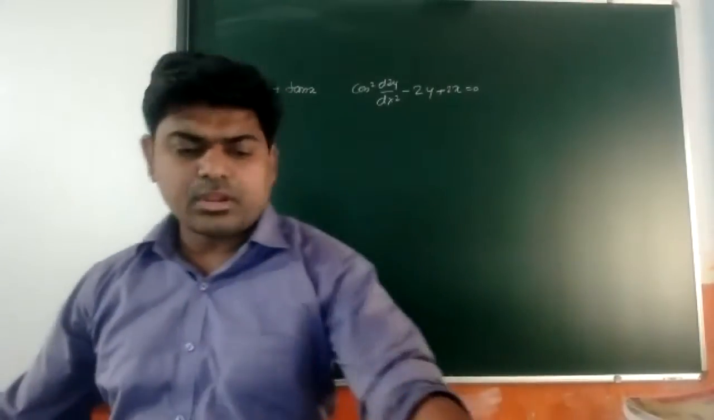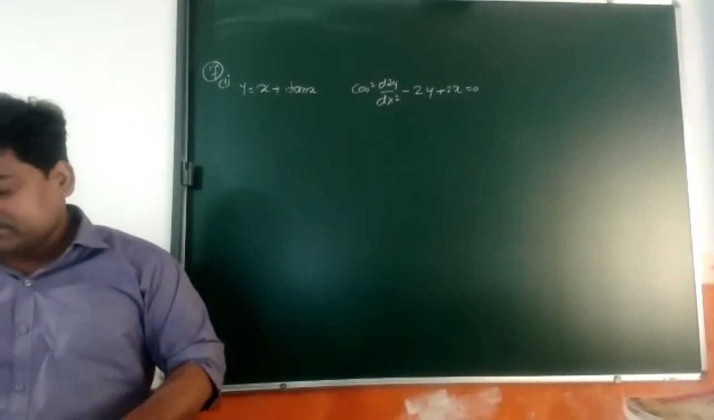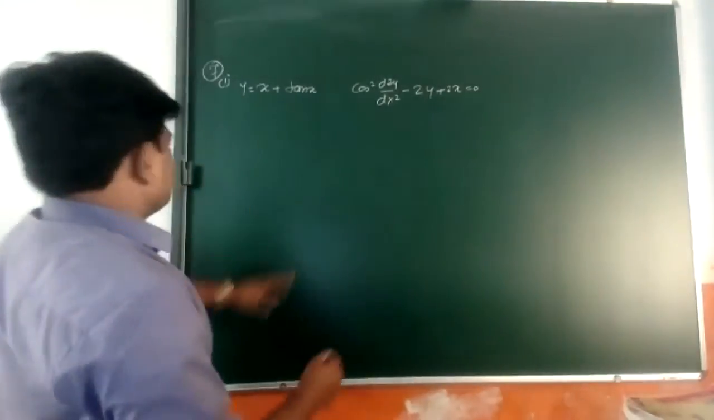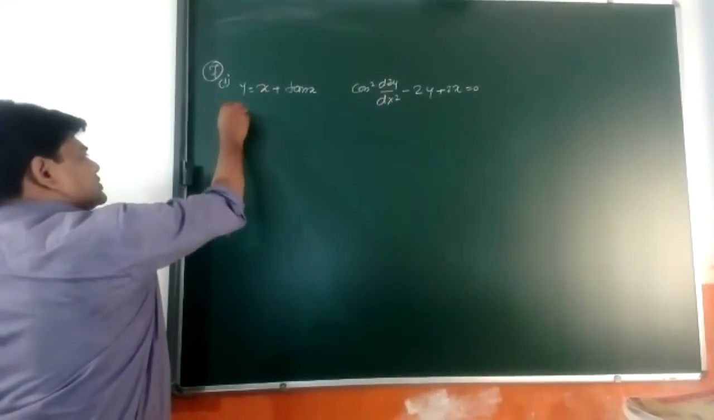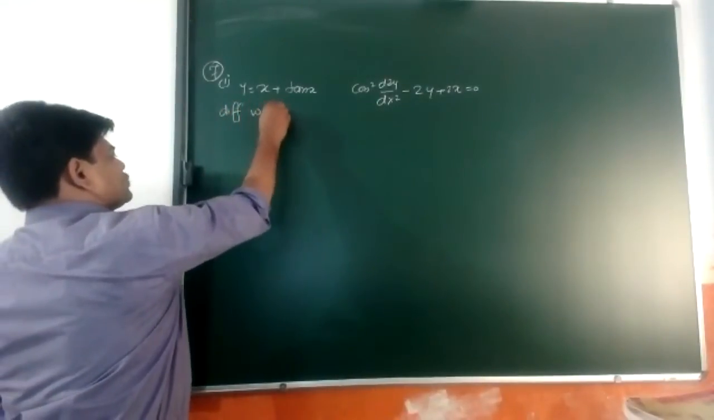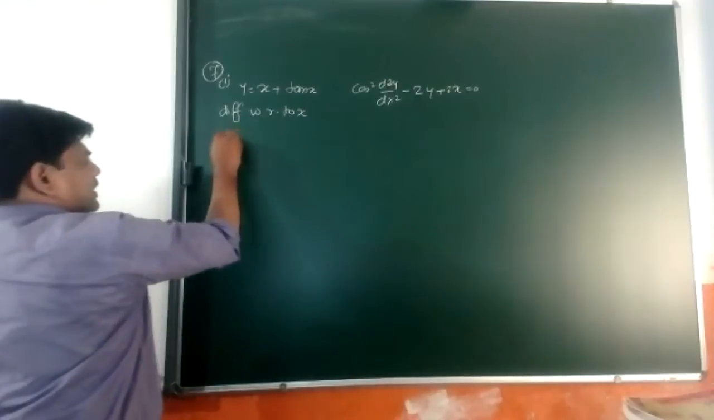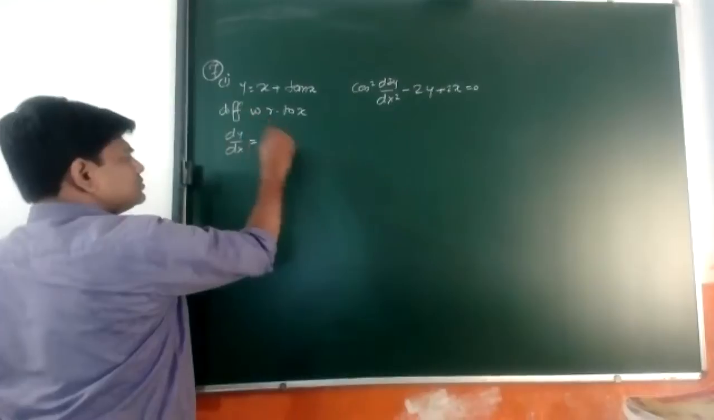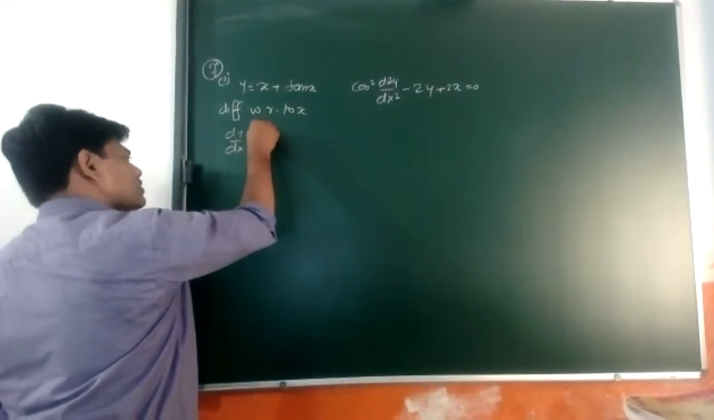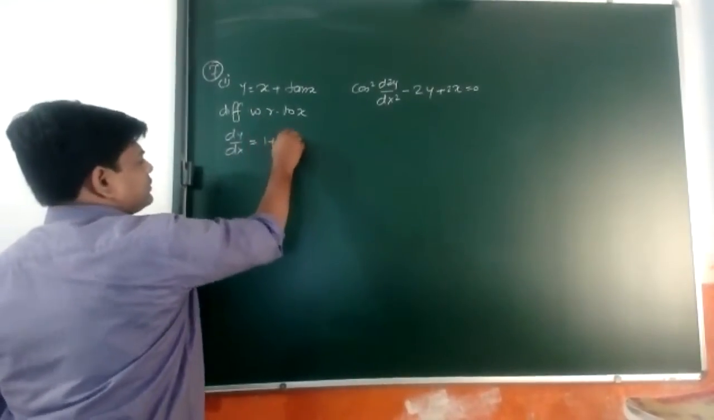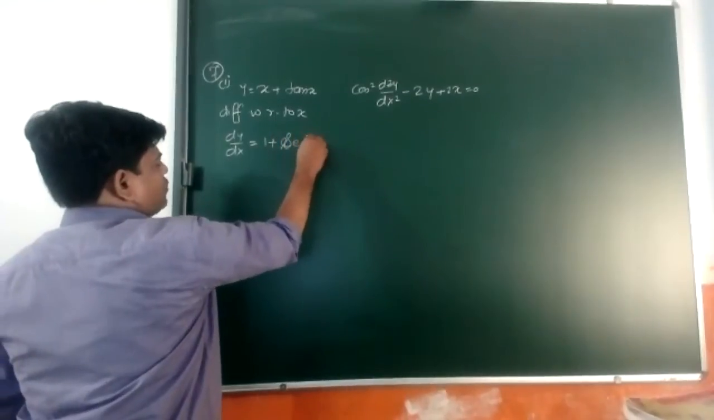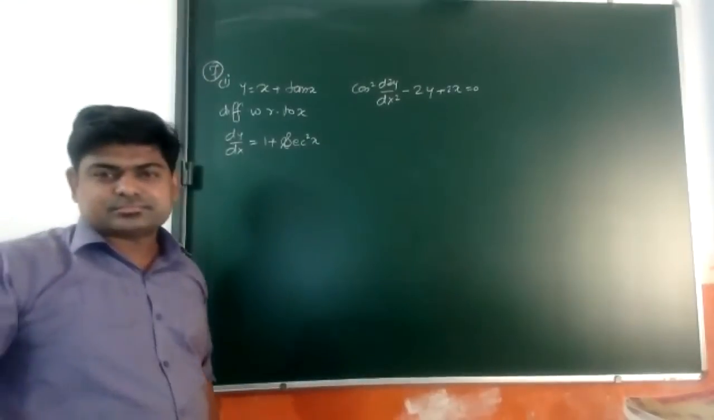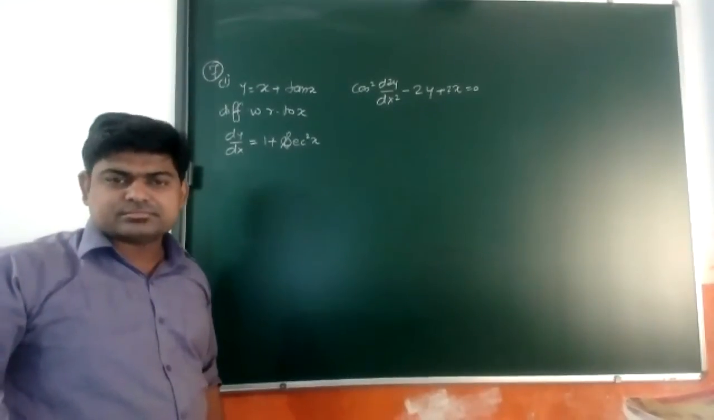Now you can see question number 7. First of all, I can write, differentiating with respect to x, so definitely dy by dx is equal to 1 plus sec square x. Can I write that or not?